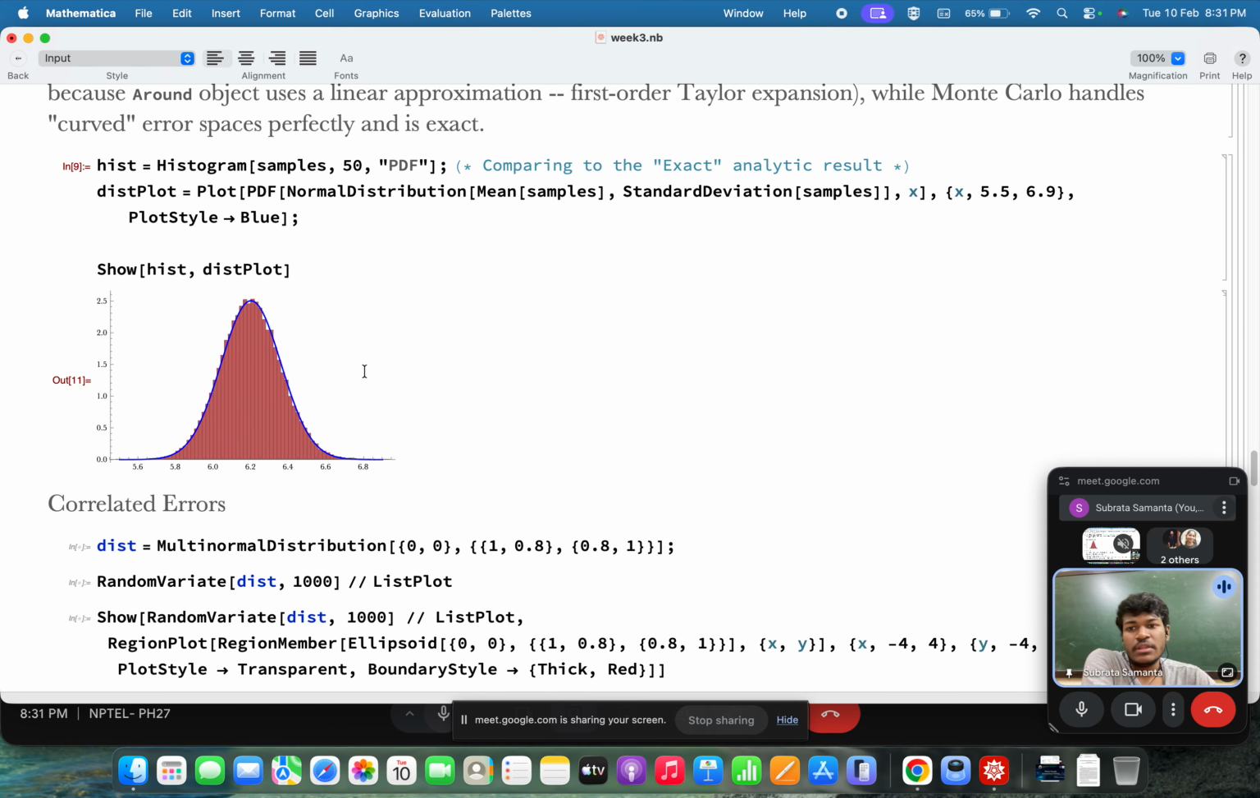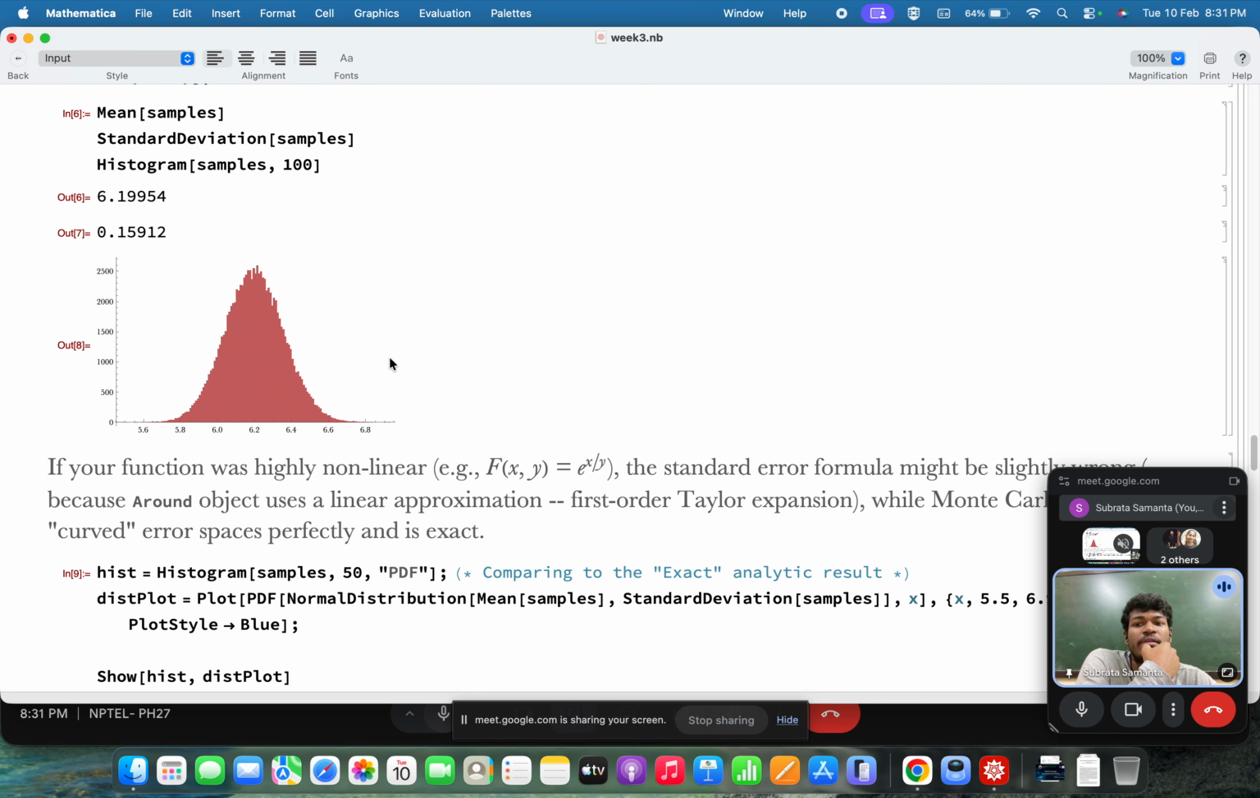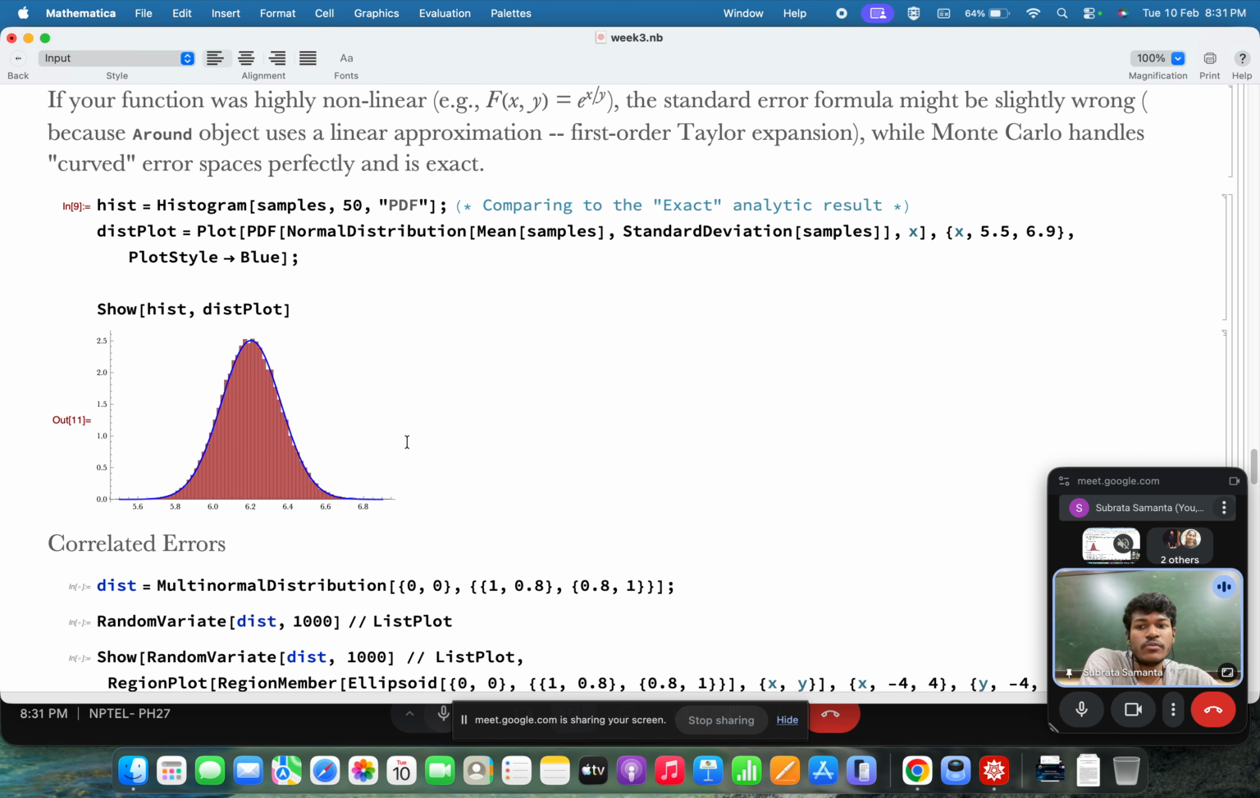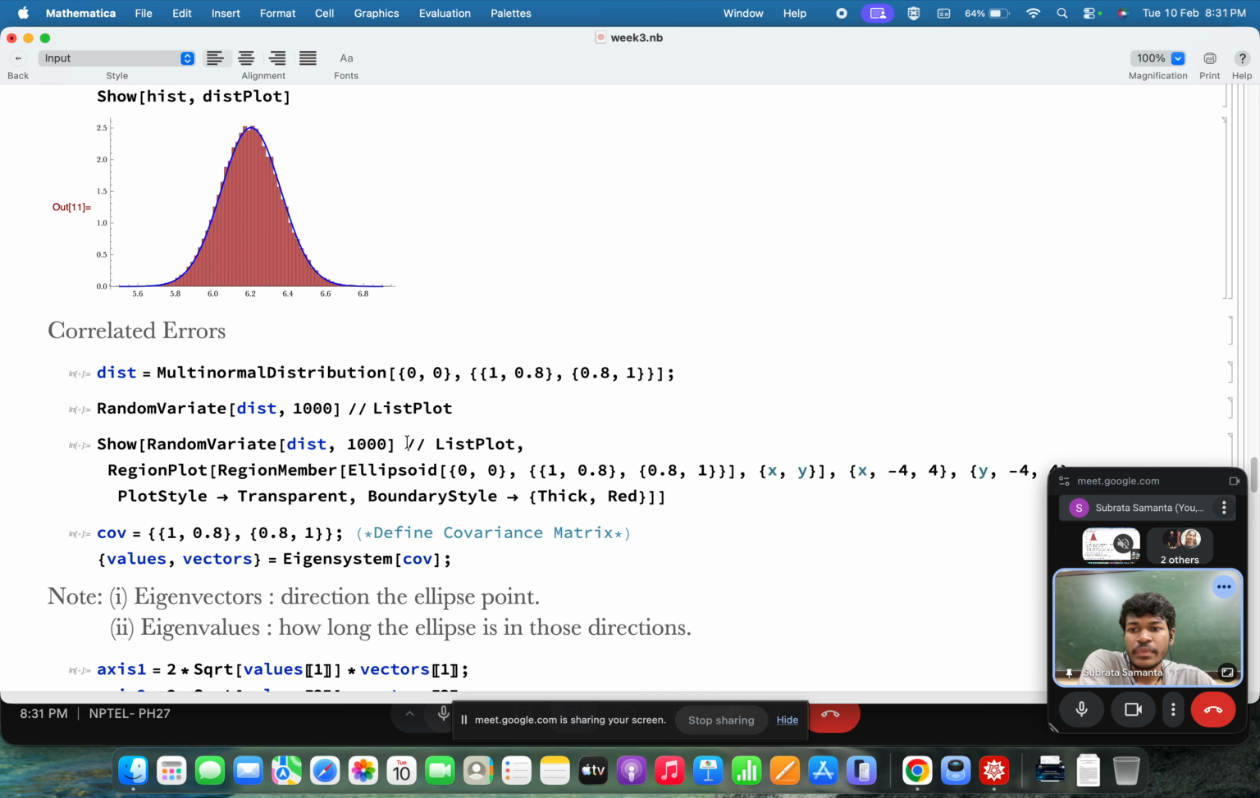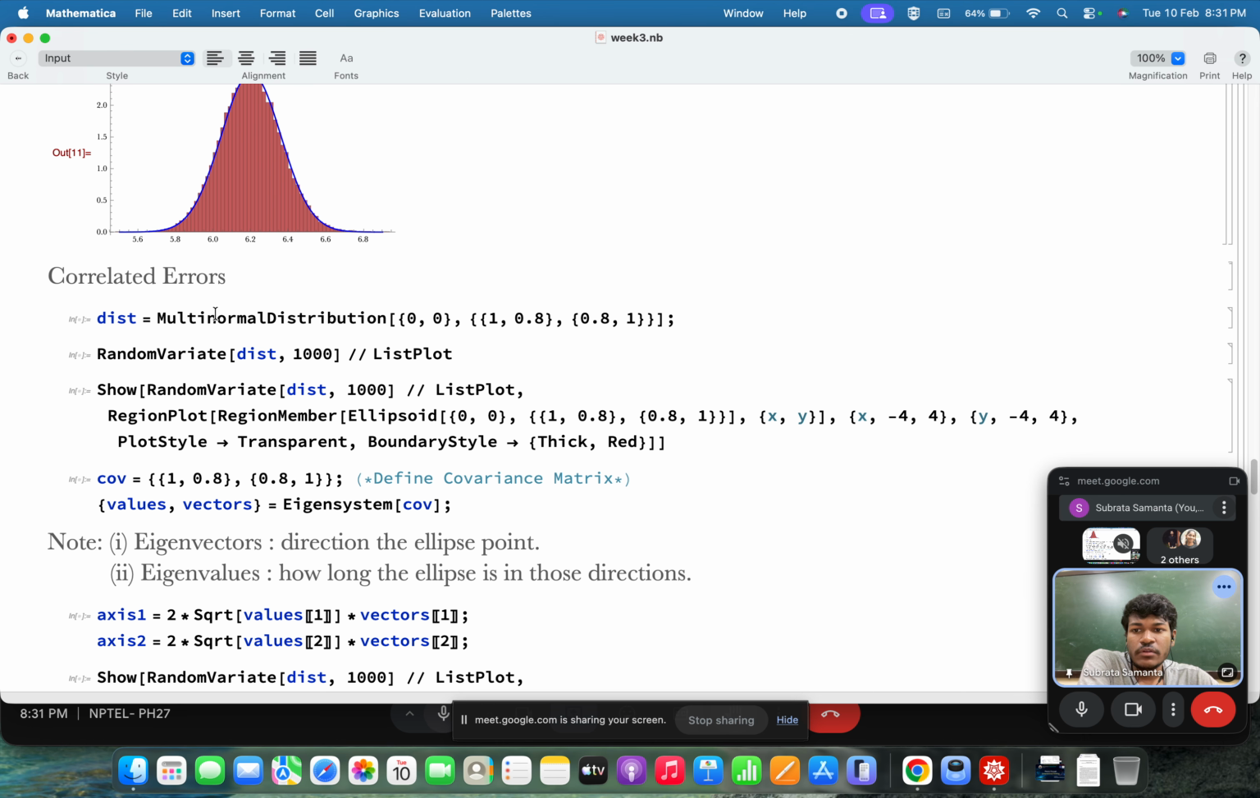This is just for cross checking. So, the mean and standard deviation calculated from these samples exactly reproduce those PDFs. Now, we calculate the error.